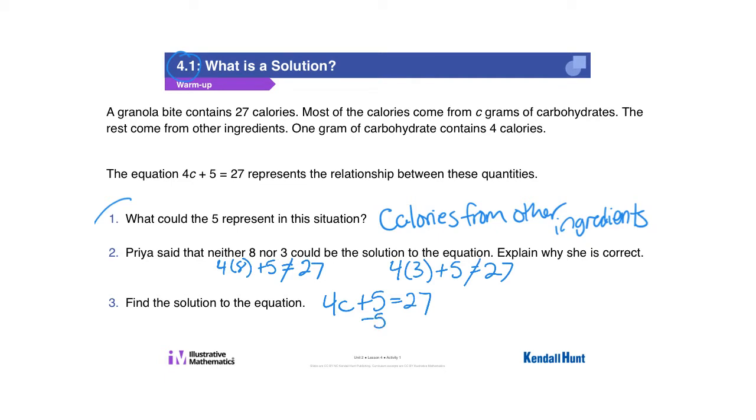I'm going to subtract 5 from both sides of my equation first, and I'm going to draw this line down with my equal sign to keep things separated, make sure I'm doing the same thing to both sides. End up with 4c equals 22. Divide both sides by 4. I'm going to end up with c equals 5.5.